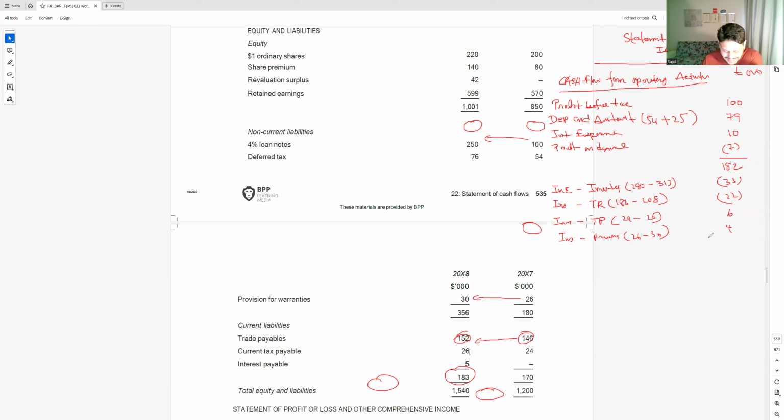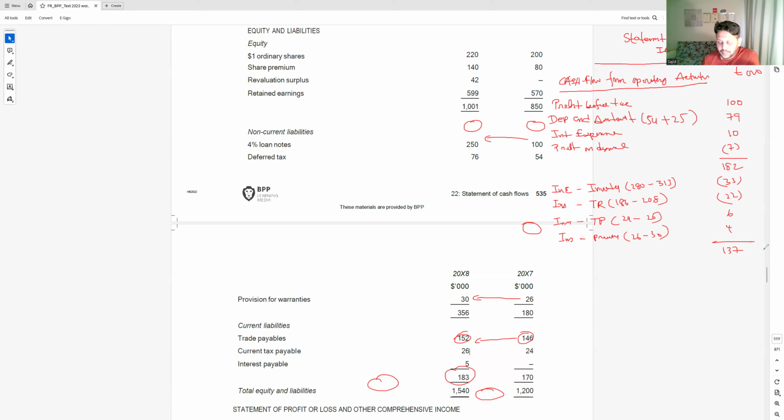So we need to now find how much is the cash flow from our operation, and then we need to minus the interest paid and the tax paid. Do not forget that. So do that. So 182, then minus 33, then minus 22, plus 6, plus 4. That will give us 137. This is a big one. Remember that operating activities is the big one. The financing and the investing is not that big. All right.